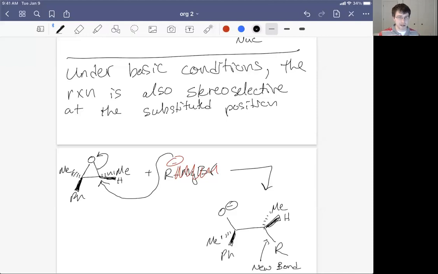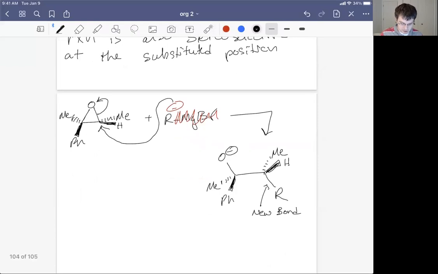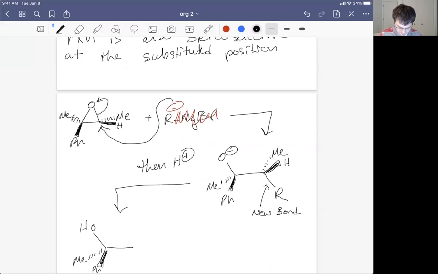Inversion of configuration backside attack happens then in the background. We don't have to worry about keeping track, doing R and S and that sort of thing as we flip these things around. The last thing we'd want to do is add a little NH4+ to quench the reaction, work up the reaction, and neutralize our charges. And that gives rise to our final product as a single stereoisomer.